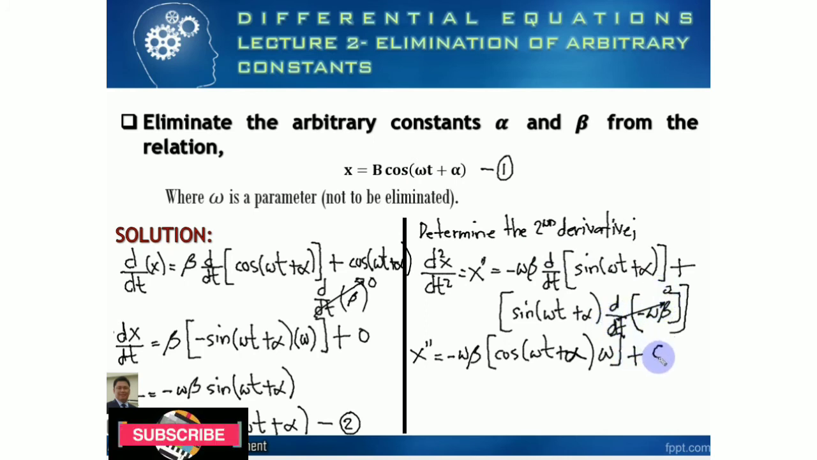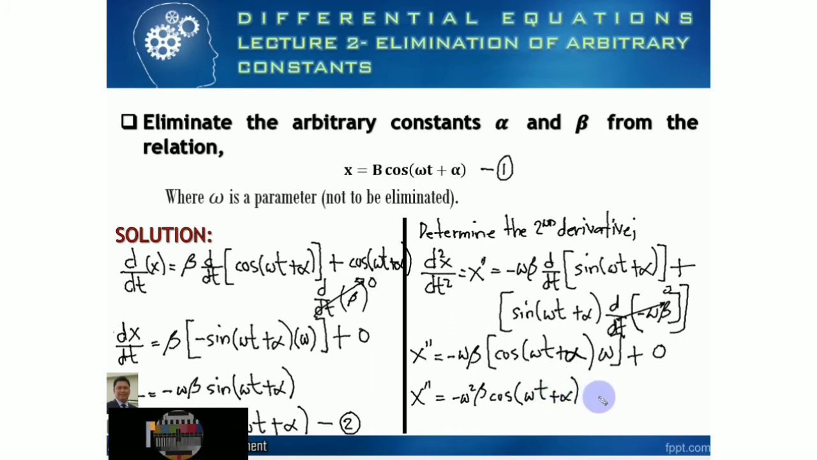Okay, so this is also 0. So our second derivative x double prime is just equal now to the negative omega squared beta times the cosine of the quantity omega t plus alpha. Okay, so this would be now our equation number 3.